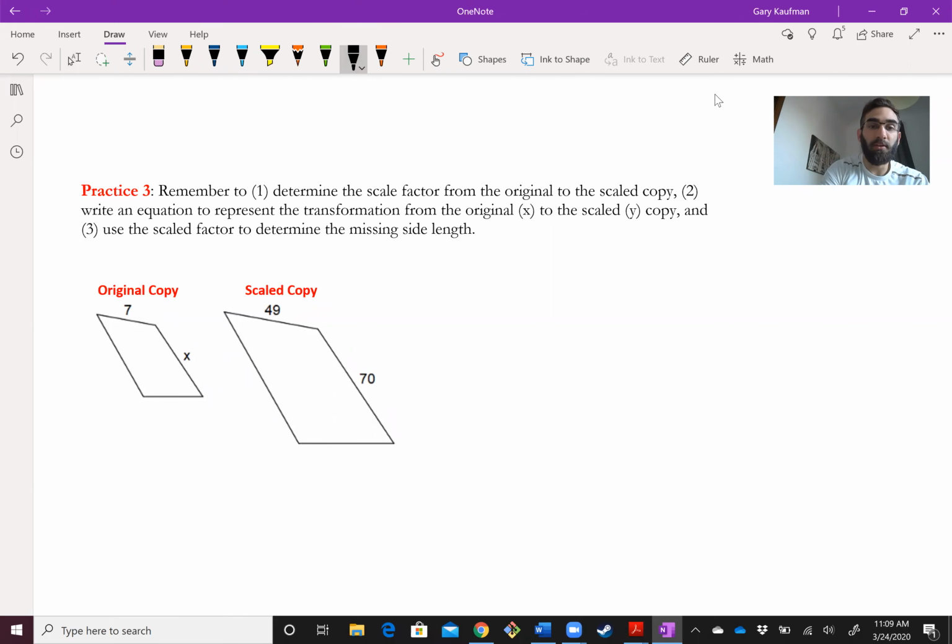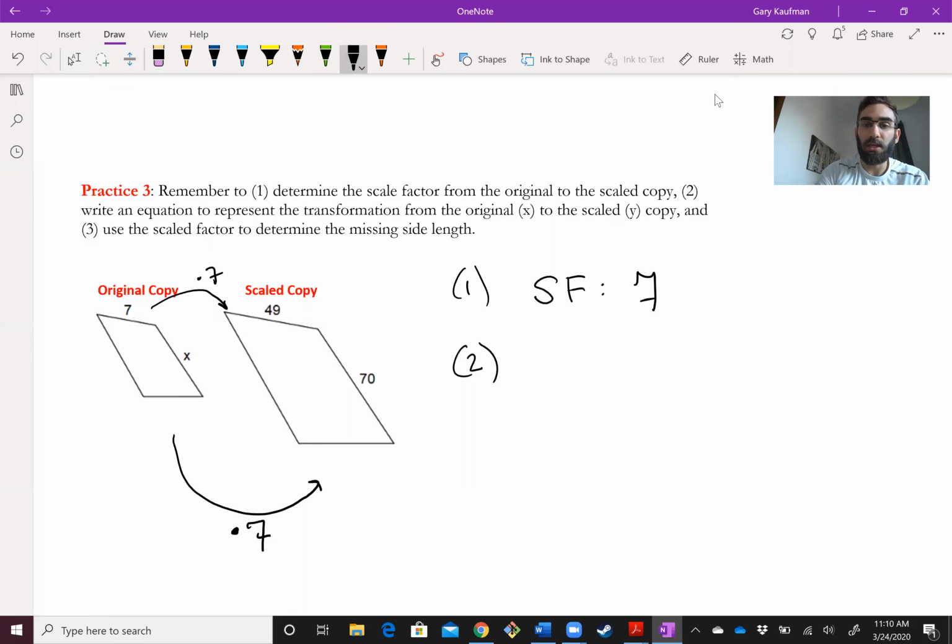So remember, our scale factor is to figure out how to get from here to here, what we multiply by. And it ends up being multiplying by 7, because 7 matches up with this side length, which is 7. So all of a sudden, our scale factor we could represent as that is 7. That's step 1. Our equation is we're taking our x and multiplying it by 7, and it results in y.